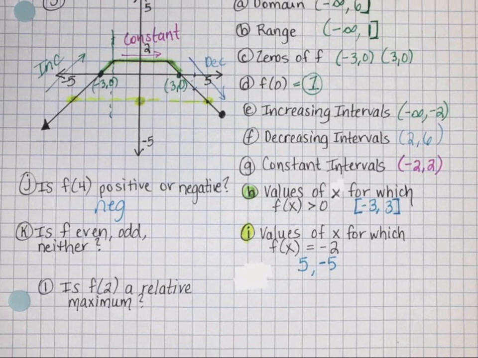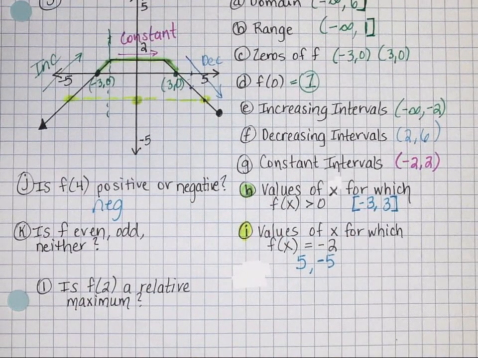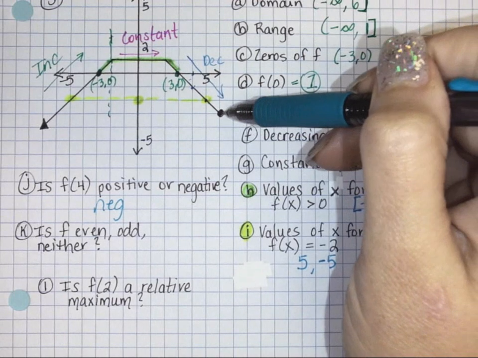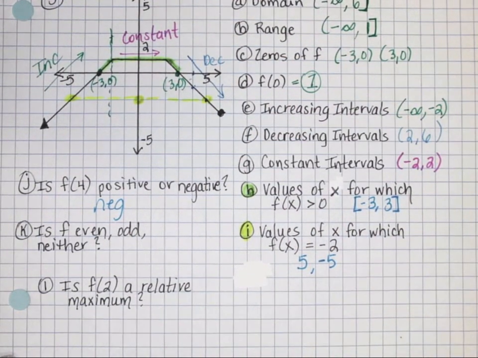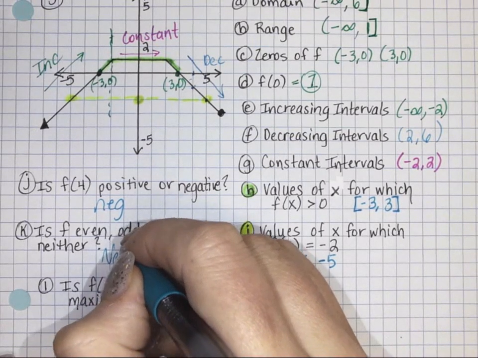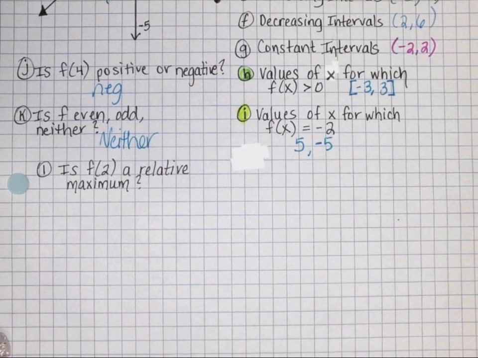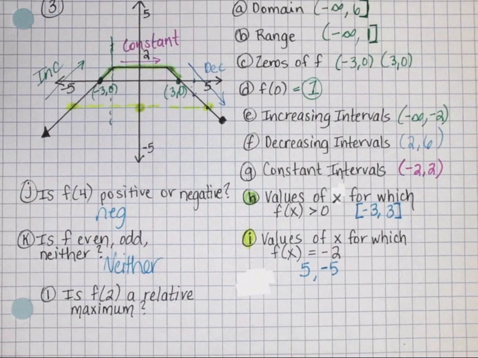Part K, is this function even, odd, or neither? So you can definitely see that it doesn't have exact y-axis symmetry because this part ends. Now, if this part kept going infinitely, it would be even, but it does not. And it's definitely not odd either. Last part, is f of 2 a relative maximum?